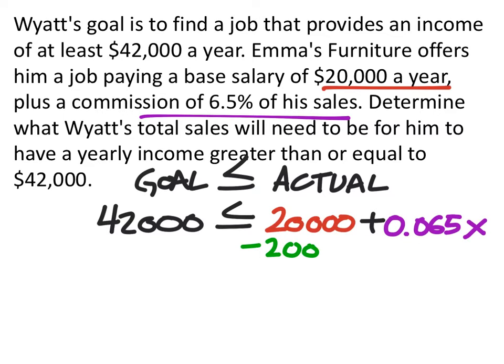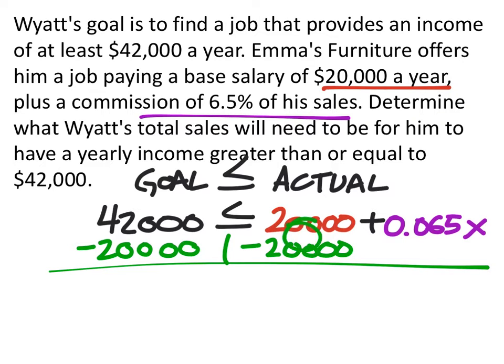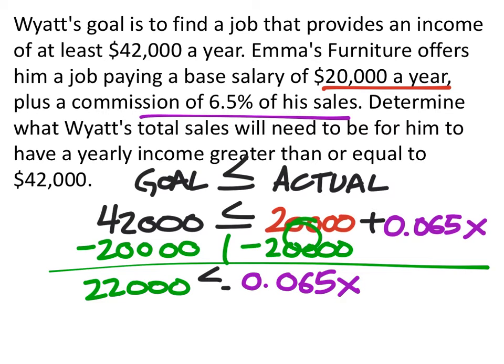So if I subtract 20,000, and again, there is an interpretation that goes along with it, we zeroed that out. That's good. We still have 0.065 of his total sales, which is X. But when we subtract the 20,000 from the 42,000, we get 22,000. This means that just from his commissions, he needs to make $22,000 if he's going to at least accomplish his goal. We want to know how much he needs to make in commissions, right? So we'll divide both sides by 6.5%, which is 0.065.